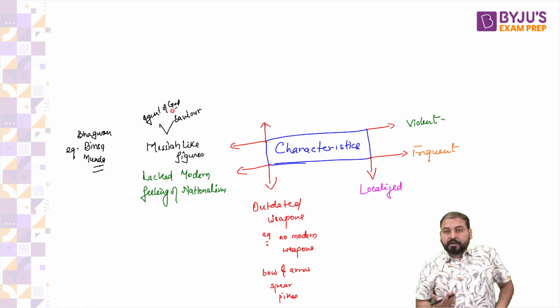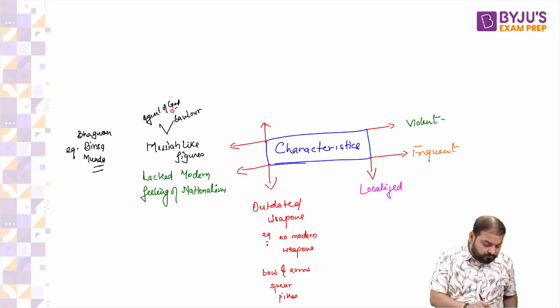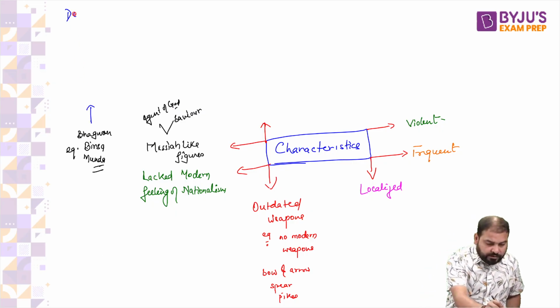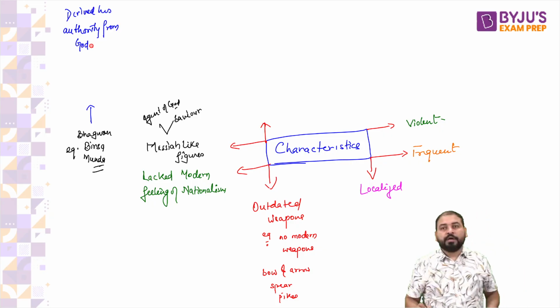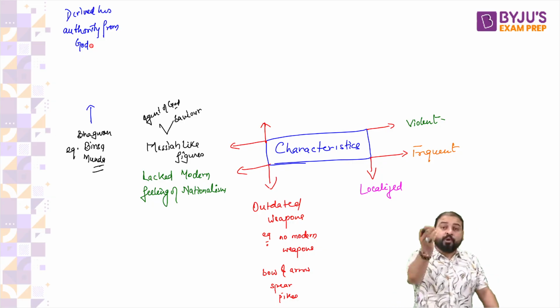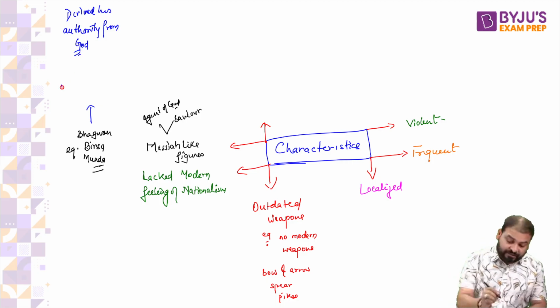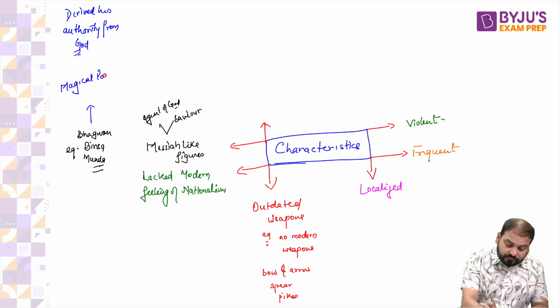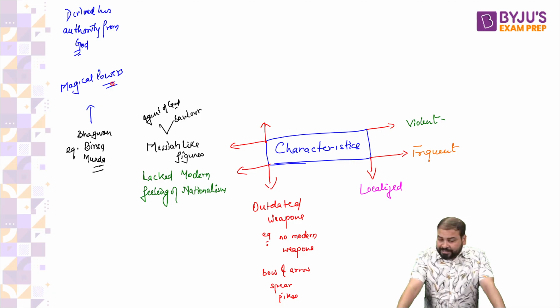For example, Bhagwan Birsa Munda, he would claim that he derived his authority from God. He would claim that, see, go and fight with the Britishers. Nothing will happen to you. Their bullets will turn into rubber. So, once the leader has said this, that I have got magical powers, nobody is going to question the leader. Am I clear, everyone?